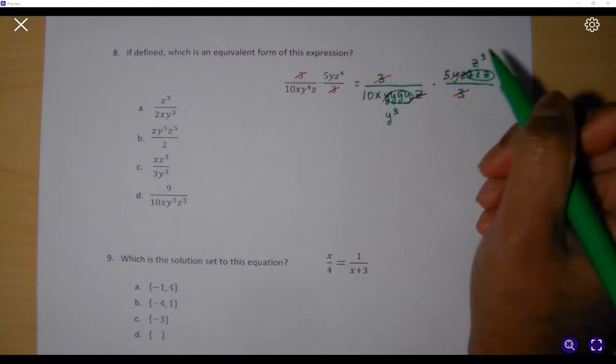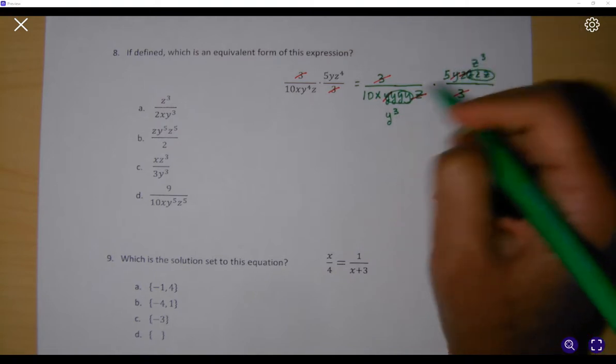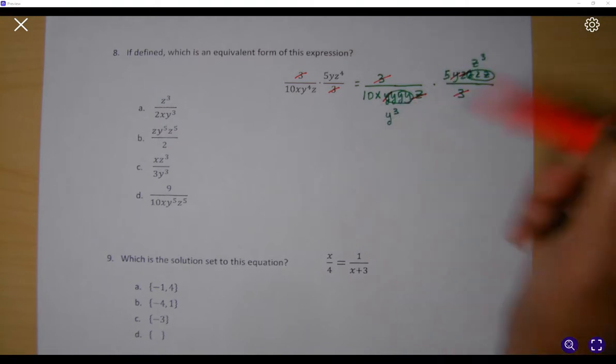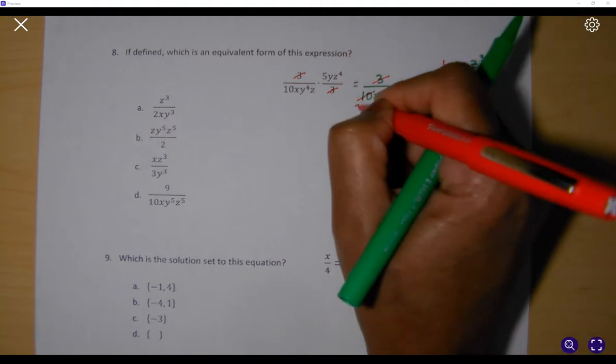So what about the x? I cannot take that out. There's not an x. But look at the 5. 5 goes into 5 once. And then 5 goes into 10 twice.